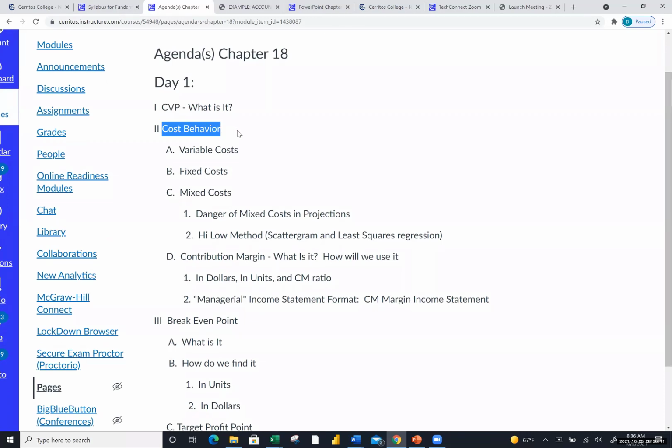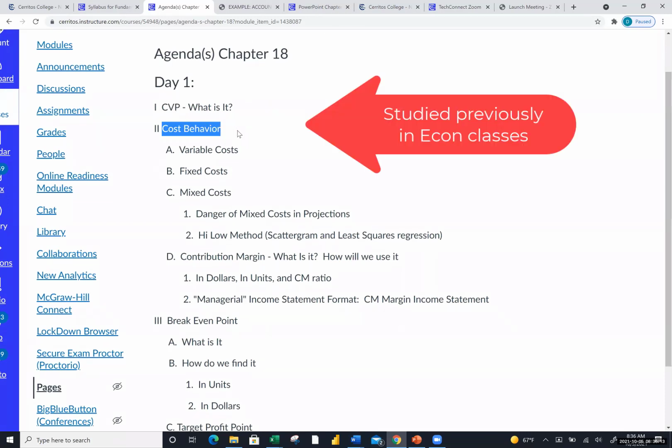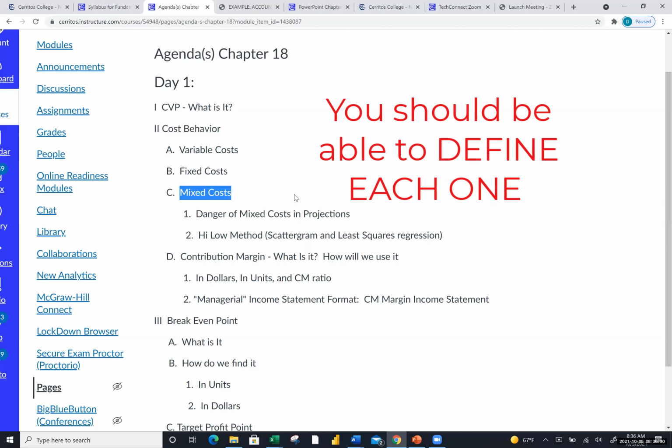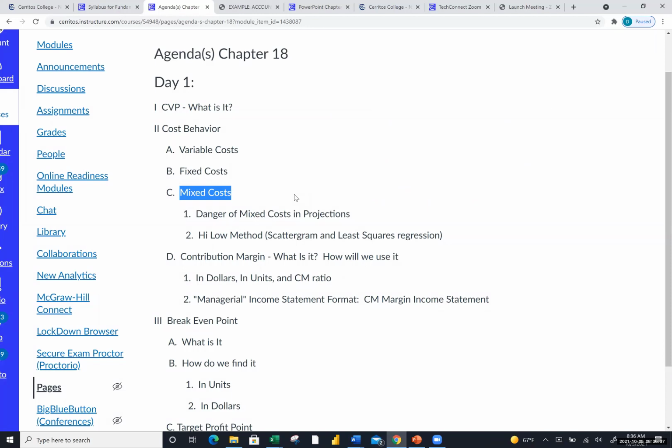The good news is if you've had an econ class, an economics class, you will have been exposed to some of these. You will have graphed some of these, and you would have some experience with calculating slopes and so forth. In today's class, we're going to talk about the difference between variable costs, fixed costs, and the all too dangerous mixed costs. And mixed costs are dangerous because they don't allow us to forecast properly.